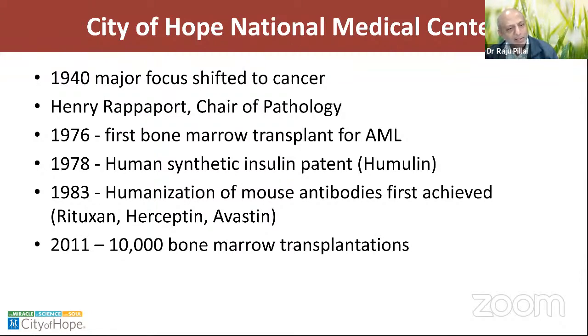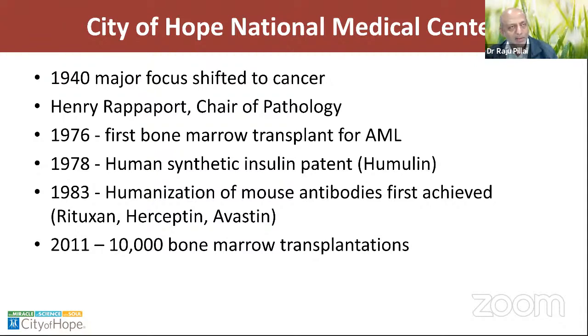In 1976, the first bone marrow transplant was done for AML. So it was an early pioneer for bone marrow transplants. Some of these things are not very well known. The first human insulin was created in City of Hope, and that patent provided a lot of revenue for research for a long time. The other major invention was the humanization of mouse antibodies.